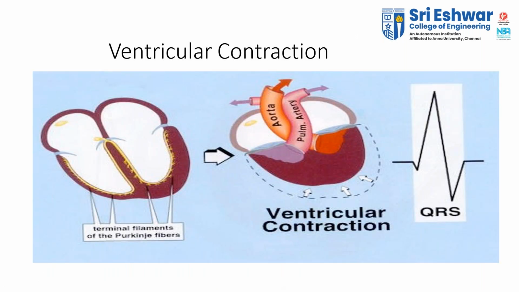And this is your ventricular contraction, through the terminal filaments of the Purkinje fibers. Contraction means shrinking, expansion means widening, right? So here we have ventricular contraction. This is your pulmonary artery, and this is the aorta. The aorta is the largest blood vessel in the human body. Through the aorta, purified blood is supplied to other parts and organs of the body. This ventricular contraction generates the QRS waveform.